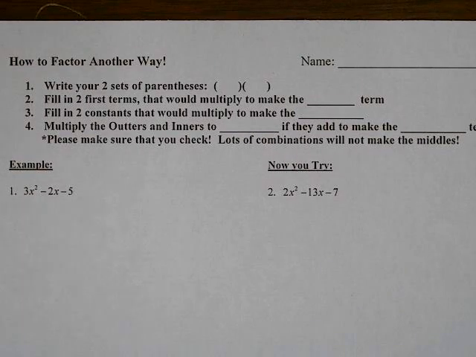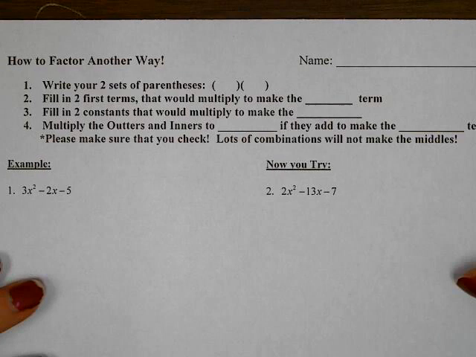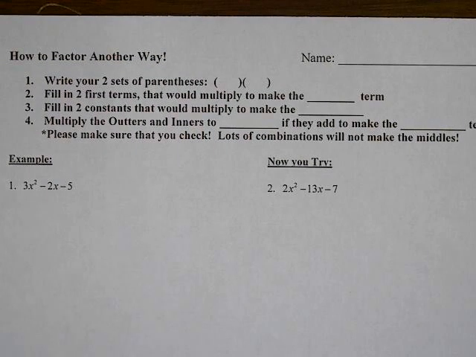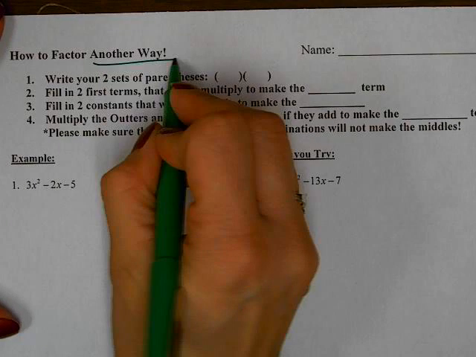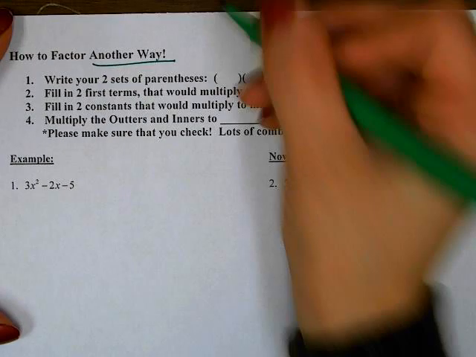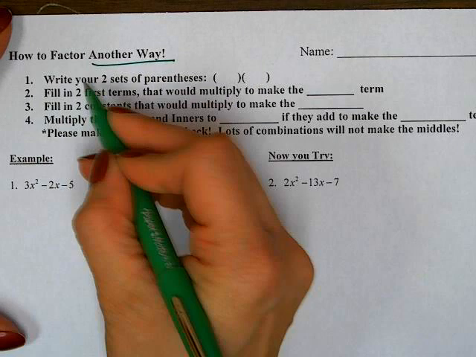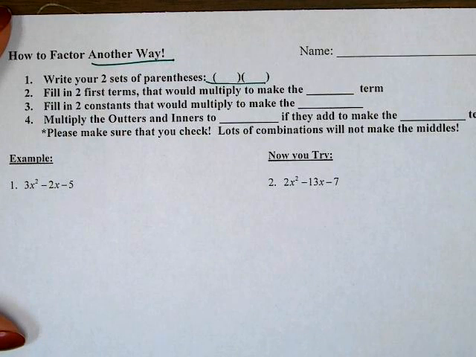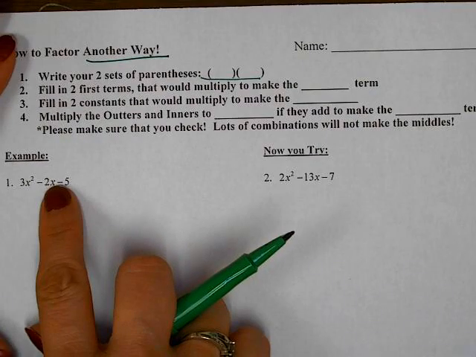For those of you that showed success on the mini quiz with factoring with boxes, I'm going to show you another method, maybe a little more elegant, that they tend to use when you get to Algebra 2, and I think you're ready. Okay, so here's how to factor another way. When you factor, you're going to be getting your answer like this. Your first step is to write two sets of parentheses. So let's take a look at this example right here.